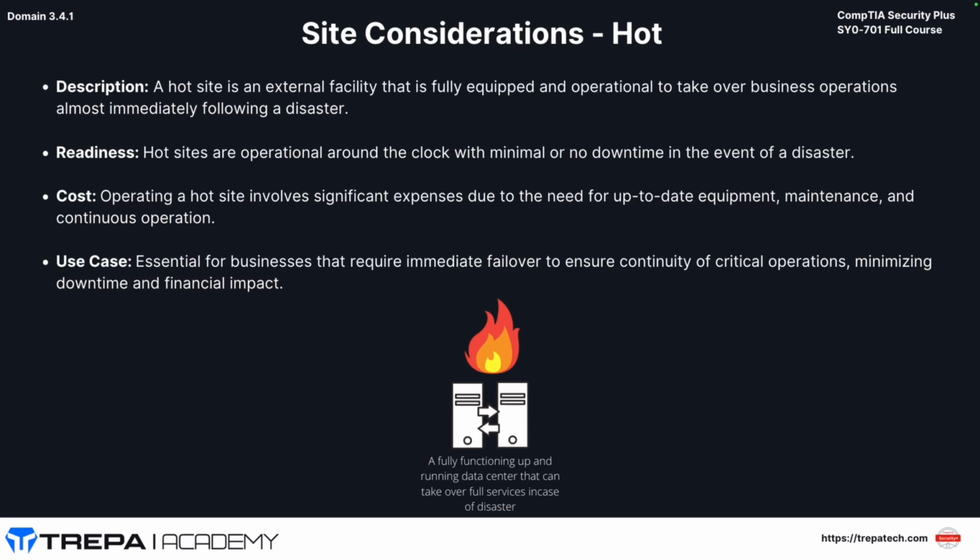So we have 3 different site considerations we're going to talk about: hot, warm, and cold. So a hot site is an external facility that is fully equipped and operational to take over business operations immediately. Under minutes, you know, it's seconds. Maybe there is no downtime. That is a hot site. That is a data center that's ready to take over every function and service and application for our enterprise. Now, obviously, this is the best option if money is no option, right? If money's not a consideration, as in we don't have a budget, we have unlimited money, we go with the hot site for the most highly available, highly redundant site.